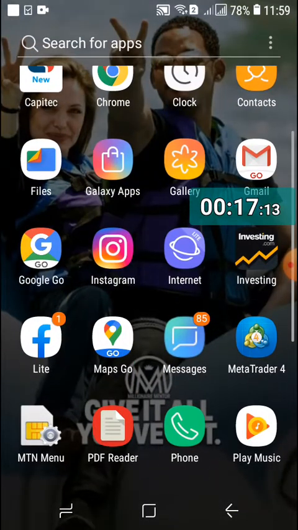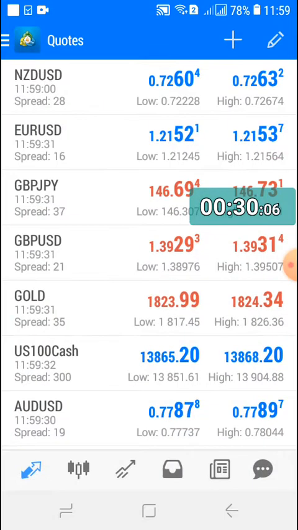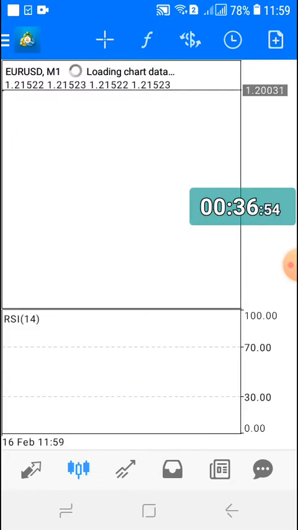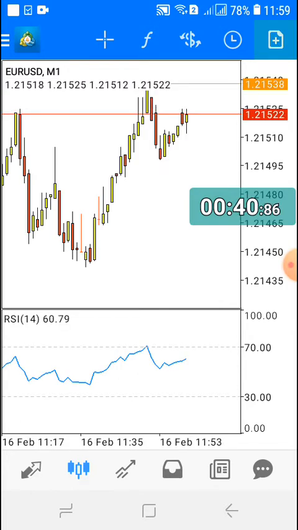I'll go to it afterwards. MT4. On this 1 minute strategy, we enter the market. On my strategy, we enter 5 seconds before the event. We have the monetary event today.